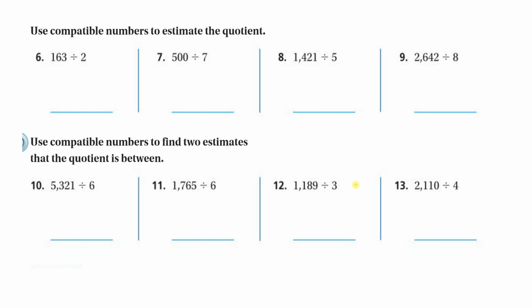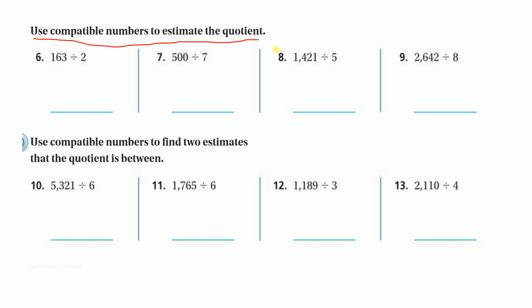Alright, for this last video, go ahead and join me on page 160. I just want to go over some more example problems. Okay, so let's take a look here at 6 through 9. It says use compatible numbers to estimate the quotient.